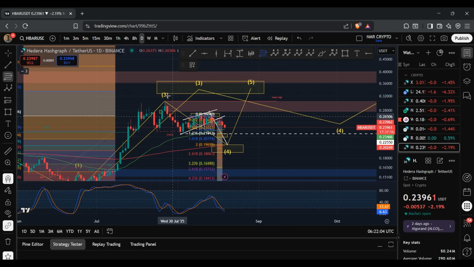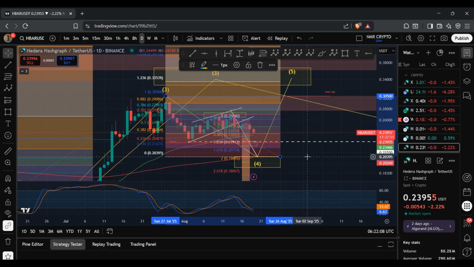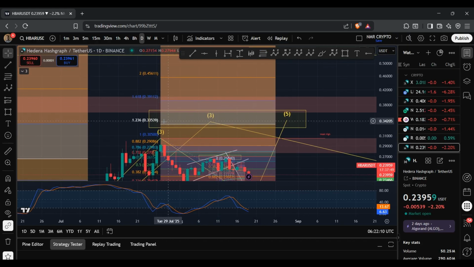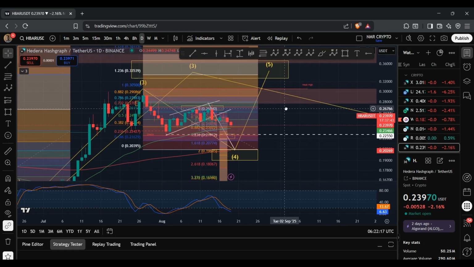And so if I very quickly bring in the fib tool and assuming that we end up reaching this level here, what you can see is HBAR has the potential to go even higher than the initial target that I set out. But of course, that's something I'm going to be tracking in the days and weeks to come, and I'll keep you guys updated. And so, yeah, that's just my update on HBAR.